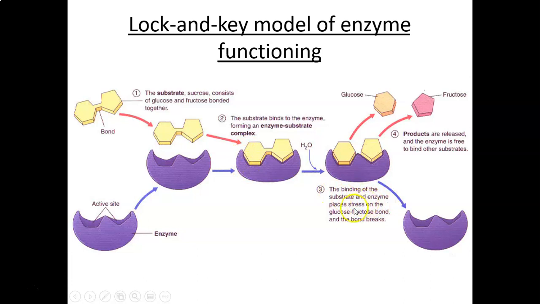The binding of the substrate and the enzyme places stress on that glucose-fructose bond. The bond breaks, releasing our glucose and our fructose. So we've got our products. They're released, and the enzyme is unchanged, and it's free to go back again, bind to another substrate, and repeat all over.